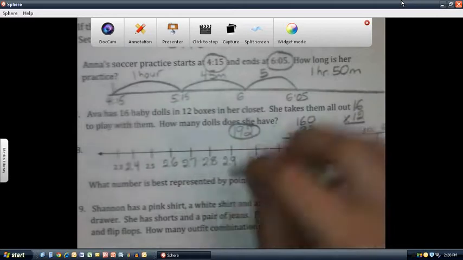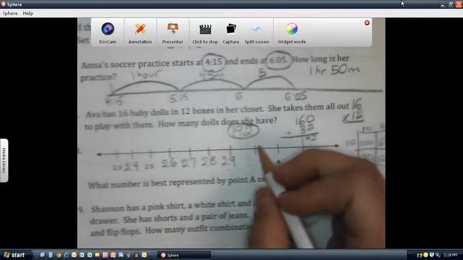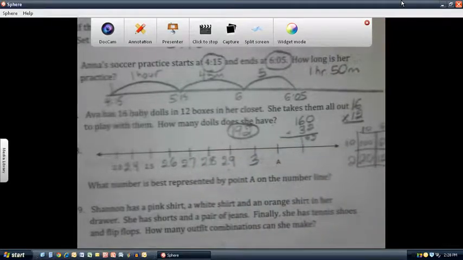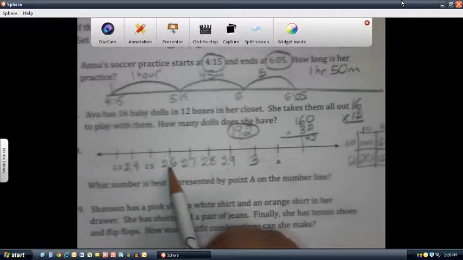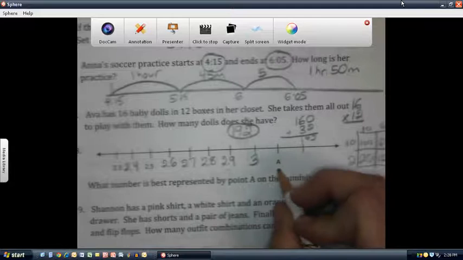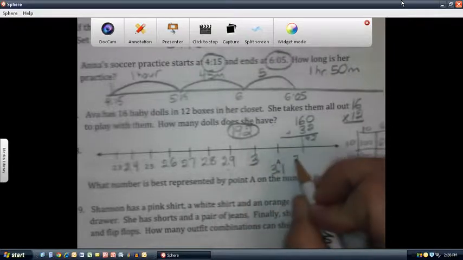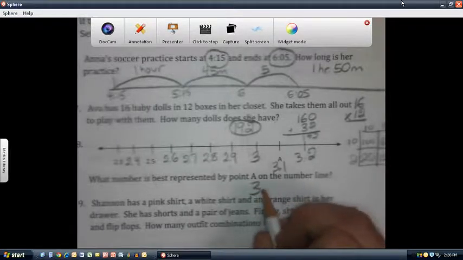If I have 2 9/10, my next point is 3. This would be like $2.40, $2.50, 60, 70, 80, 90, and then the next dollar. So this one would be 3 1/10, 3 2/10. So the number best represented by point A on the number line is 3 1/10.